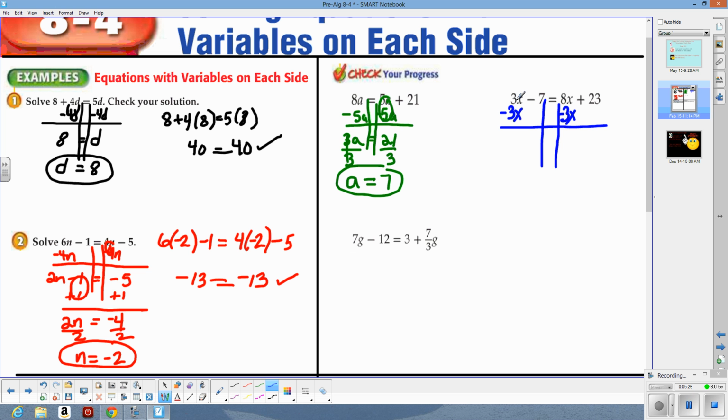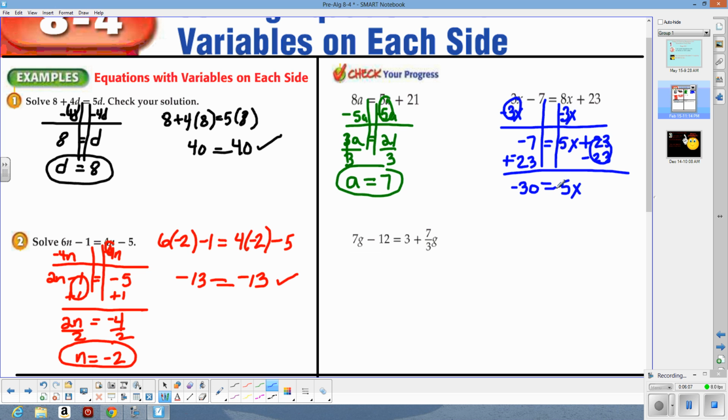3x take away 3x is 0x's, and then you're left with a negative 7 on the left. On the right side, 8x take away 3x is 5x, and then we also have a plus 23 to bring down. Now to get the x by itself, I'm going to get rid of this plus 23 by subtracting 23 from both sides. Negative 7 take away 23 is negative 7 plus a negative 23, which is a negative 30. And on the right side, this will disappear and you'll just have 5x.